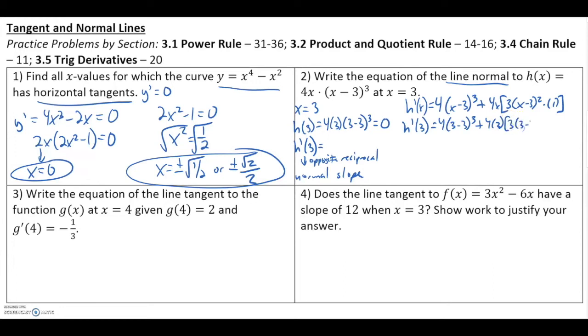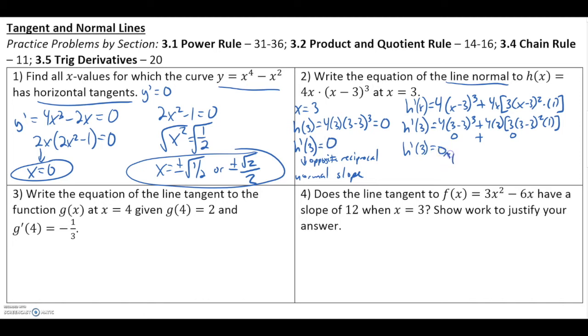And notice how both products that you have in this problem have that x minus 3 in it, which means they're going to have a 3 minus 3. Both parts have a 0. So both parts of this sum are actually going to be 0, and h prime of 3 turns out to be 0. And we have our tangent slope.